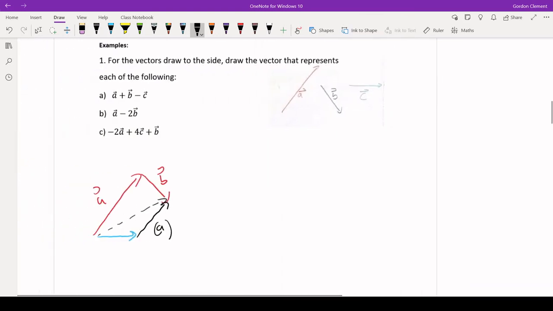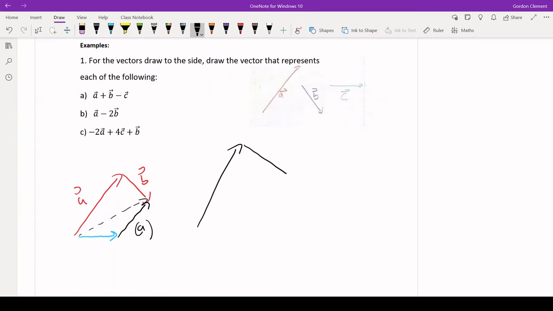The other way to do that, draw A, draw B, and then draw C backwards, draw negative C, and then connect from start to finish. I didn't do that nearly at the same scale. Let me see if I can do it at the same scale as before. So there's A, there's B, draw C backwards, connect from start to finish, and this vector should be, in theory, if I was drawing everything to scale, the exact same as that vector, and I'm not drawing it to scale. It's close, but not quite. So 2 ways to do that.